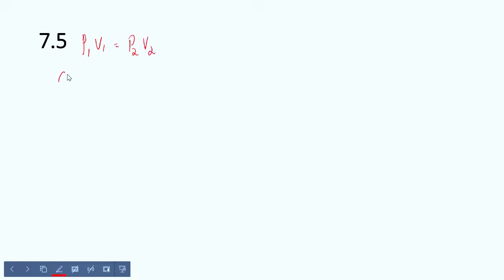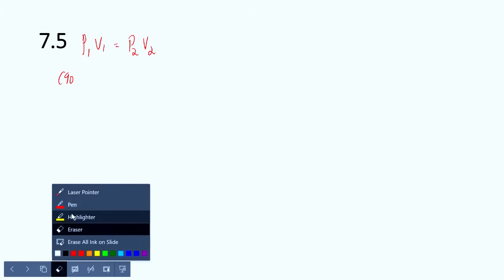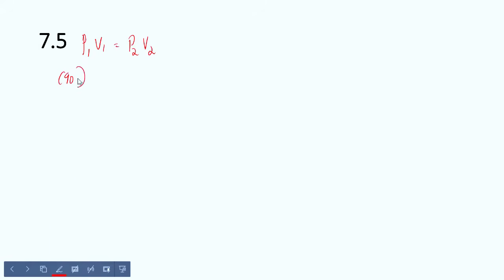Now, we must convert that one... it should be in kilopascals. We do not convert for this one. Remember, it's the P1V1 formula. So here the pressure should be in kilopascals, but the volume is the one that needs to be converted. It needs to be in centimeter cube, right?